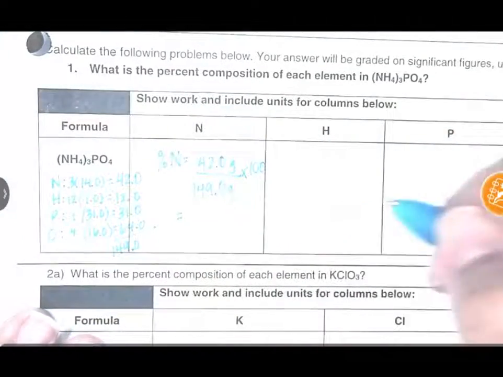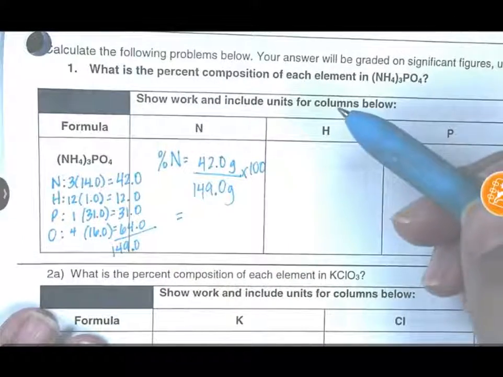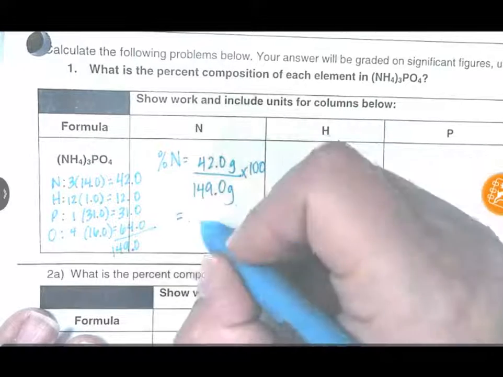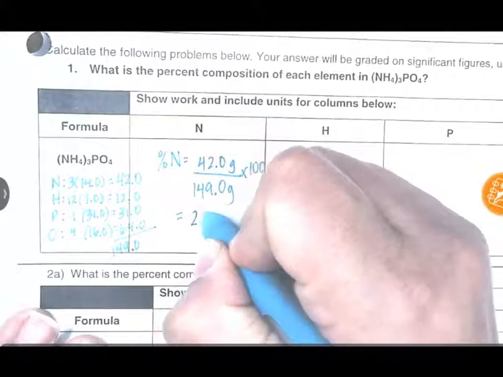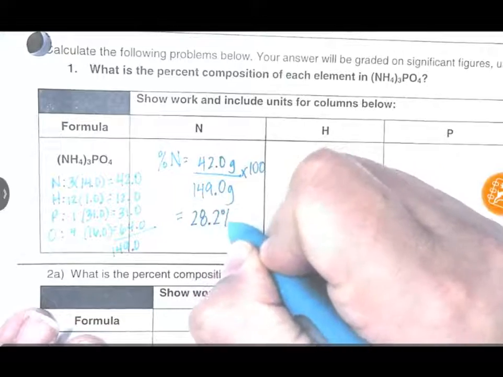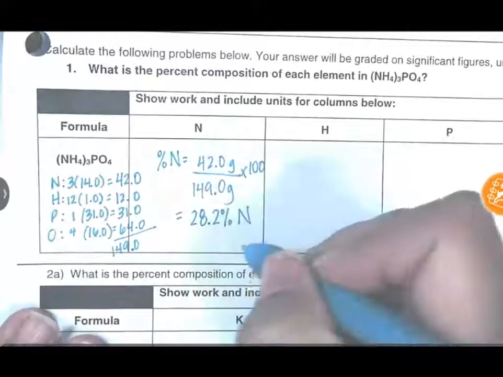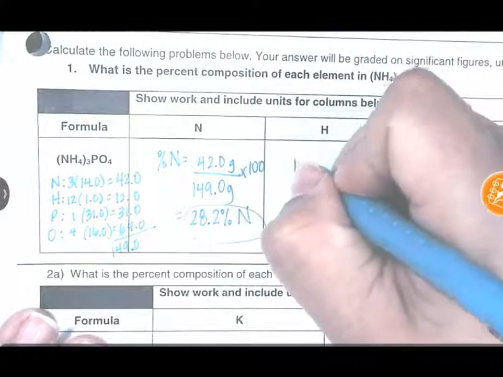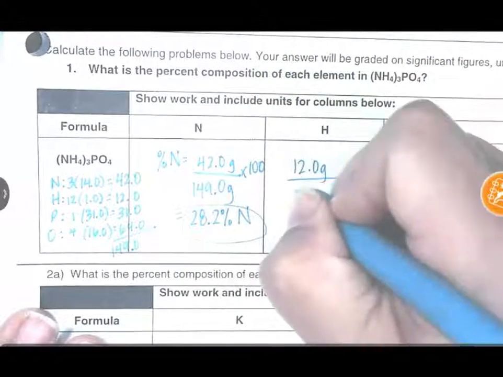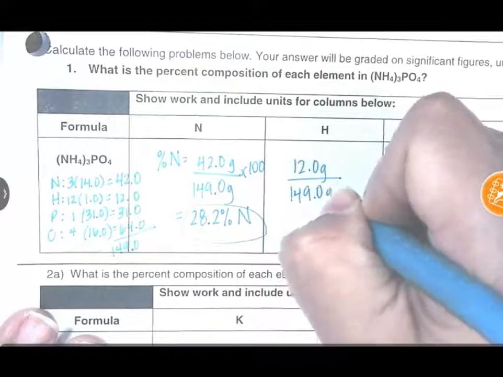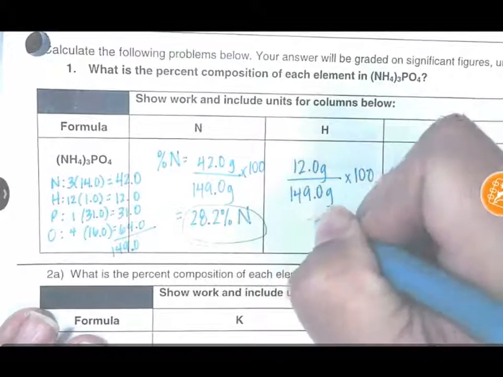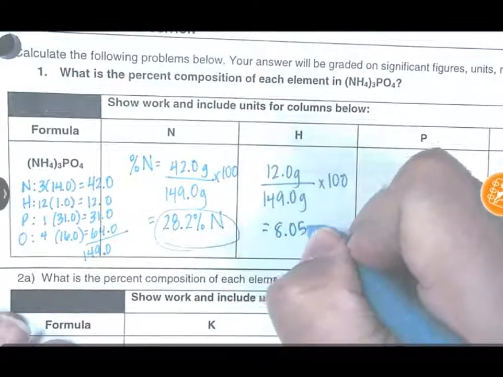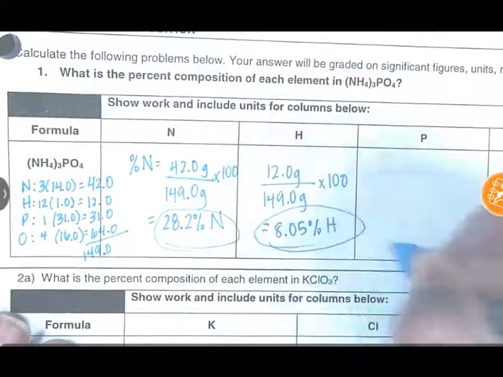When I put this in my calculator, I get an answer. I'm going to take 3 sig figs here, 4 sig figs here. So I round to 3. My answer is 28.2% nitrogen. So this is what I expect for work. This next one, percent hydrogen, would be 12.0 grams divided by the same denominator times 100. I have to round that to 3 sig figs. That's going to be 8.05% hydrogen.